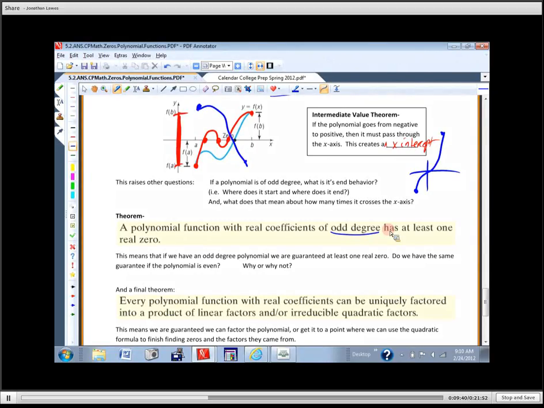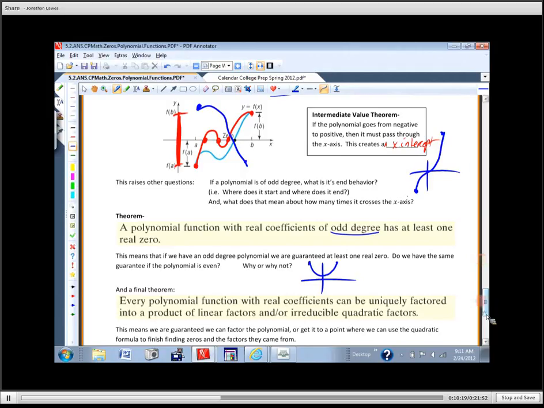Okay? Is that true about an even degree polynomial? It's not, is it? Because think about how we kind of explored this one right here. If it's odd, it starts down here and ends up here. What if it's even? Where does it start? Starts up here and ends up here. So it could come down here and then just go back up. It doesn't have to cross because the sign here is positive, the sign here is positive. It doesn't have to go through the x-axis. Okay? Does that make sense? So if it's even, we're not guaranteed a real zero. If it's odd, we're guaranteed a real zero.